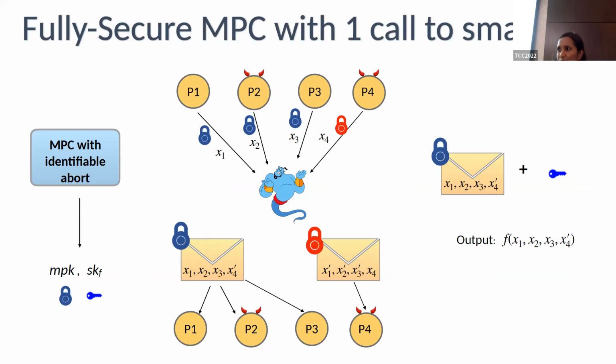So it's clear that this construction is using just one call, but let's analyze what work we are making this genie do. We mainly made it compute these ciphertexts.